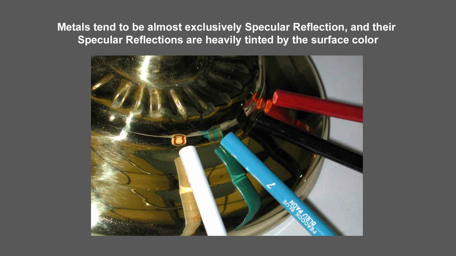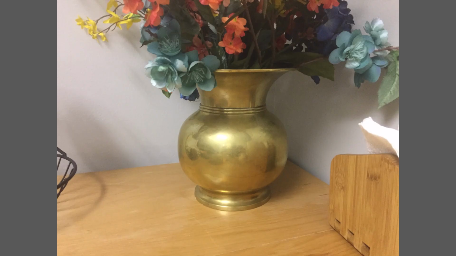And this is a pretty good example of this, or perhaps even a better example. Take a look at this surface. So this is all specular reflection, or mostly specular reflection. And you can't even tell what color the stuff is in the room, because it's all being tinted very, very strongly by the surface color, which is this gold color of this particular metal vase.